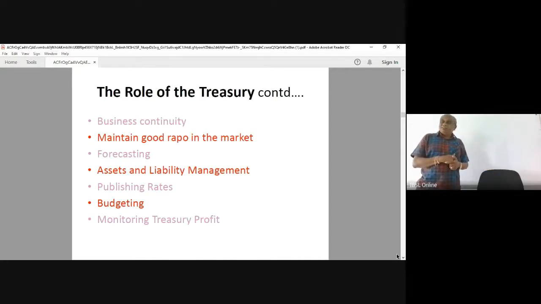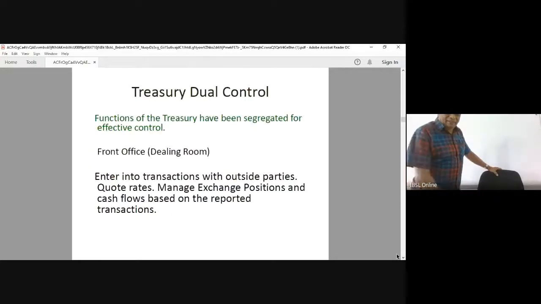Then forecasting, assets and liability management, ALCO, it's another function. Then publishing rates, budgeting and monitoring treasury profit. Role of treasury. And the treasury dual control. What do you mean by dual control?